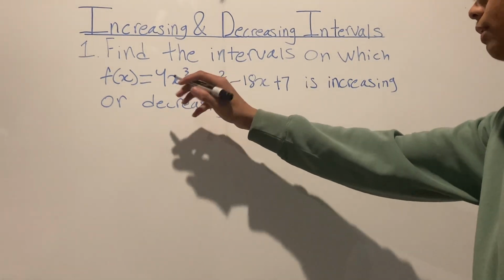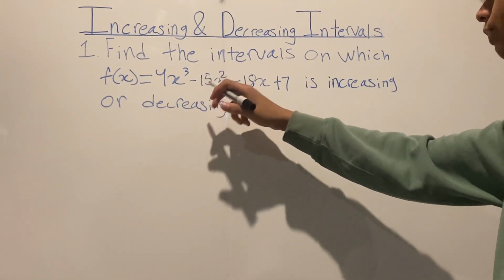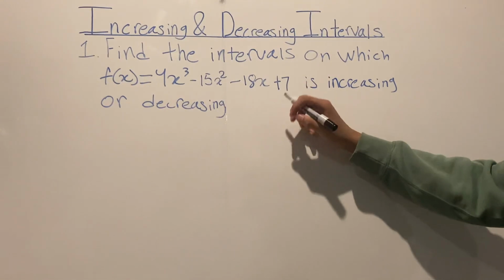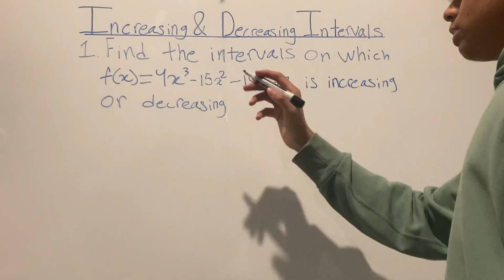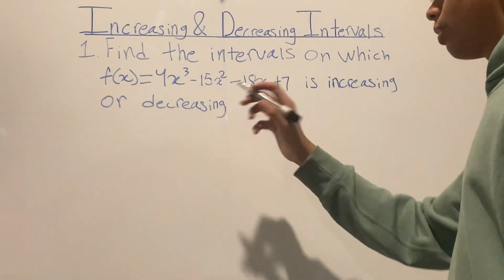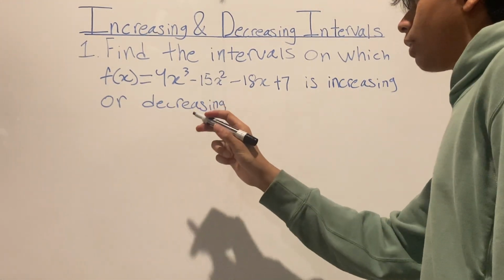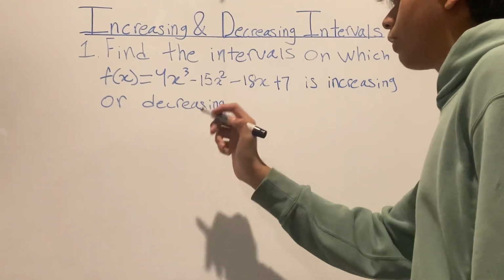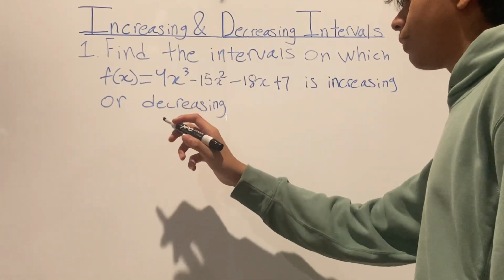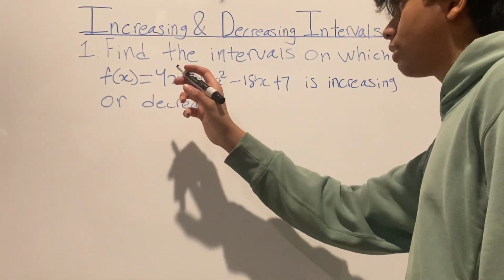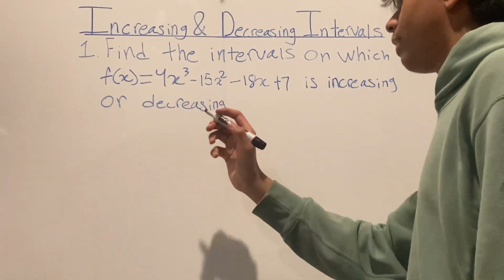Okay, question 1: find the intervals on which f of x equals 4x cubed minus 15x squared minus 18x plus 7 is increasing or decreasing. The first thing we need to do is find the critical points. The critical points are where we have lines of horizontal or vertical tangency. To find that, we need to see the x values where f prime of x equals 0. Basically, we need to find the roots of f prime of x.